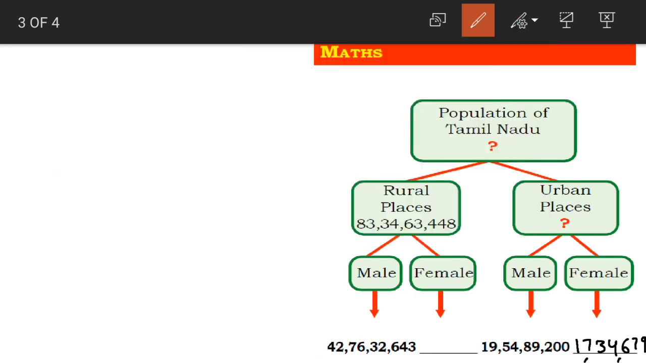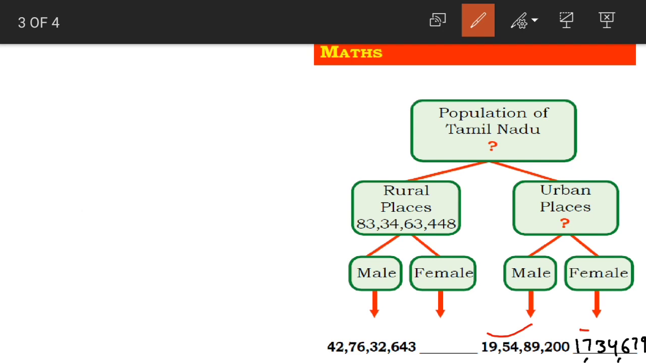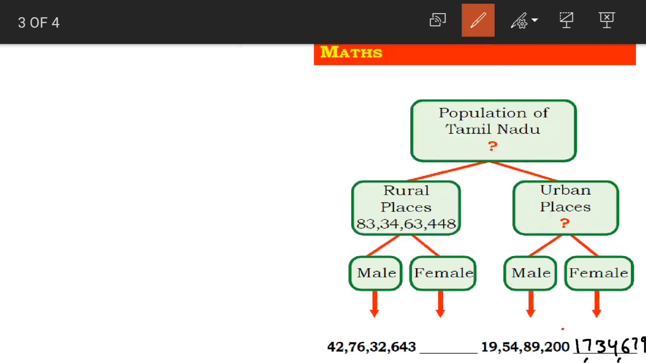Clear? Okay. Now moving on to the second part, that is the urban places. Now if you look at this, children, the number of male and female living in urban places is given. Now we need to find out the total population of urban places. How do we find out? Yes, very good. We need to add the number of male and female.